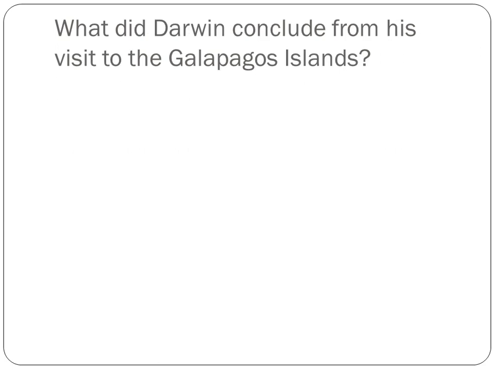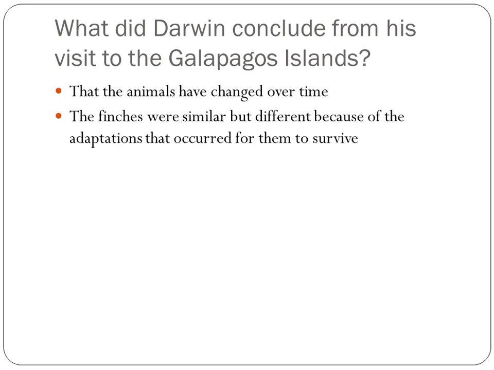What did Darwin conclude from his visit to the Galapagos Islands? During his visit, he was able to see that the animals have changed over time. He collected many different species of finches and studied the tortoises on the island as well, and was able to see that they have changed over time from each other, but they all start out as being from a common ancestor. As I said, the finches were similar but different because of the adaptations that occurred for them to survive.